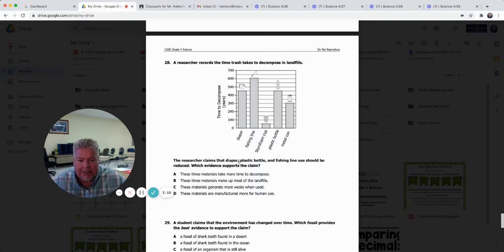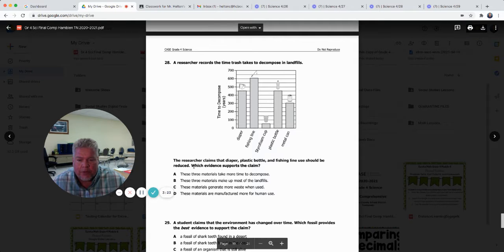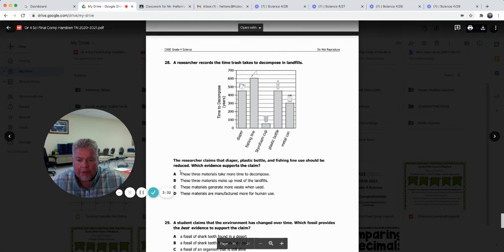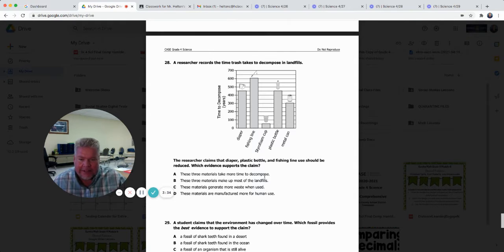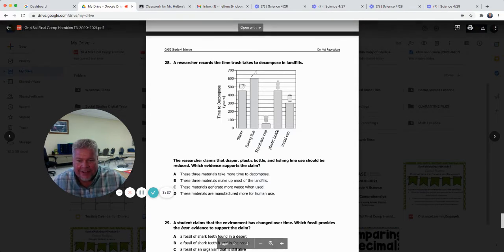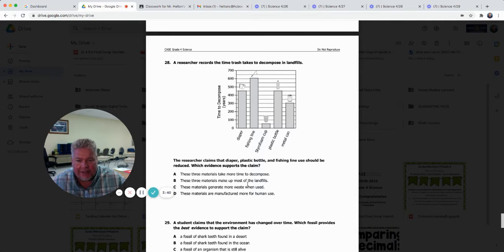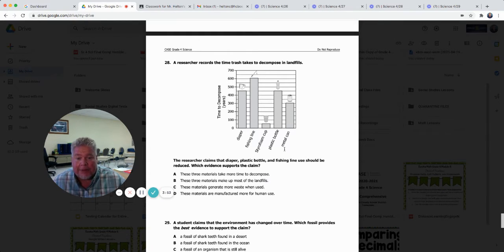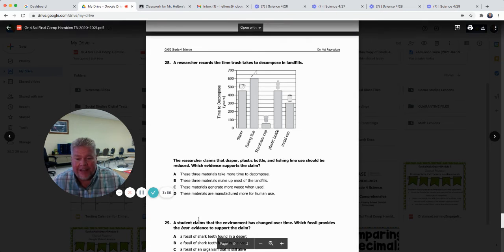The researcher claims that diaper, plastic bottle, and fishing line use should be reduced. Which evidence supports the claim? So diaper, fishing line, and plastic bottle, those are the three that take the longest to decompose, right? So these three materials take more time to decompose. Seems like it's always A. A is the correct answer again. They make up most of the landfills? It doesn't say that in the chart. These materials generate more waste? We don't know that. These materials are manufactured more for human use? The evidence in the chart supports the claim that it takes them a long time to decompose, so we should use less of them. So that's A.